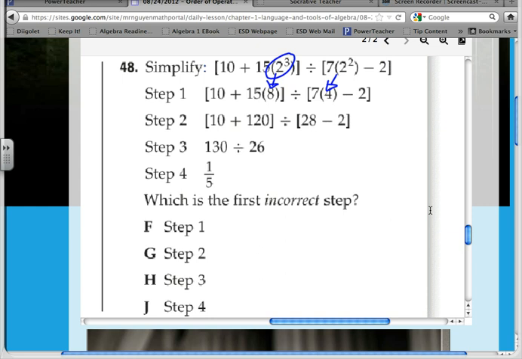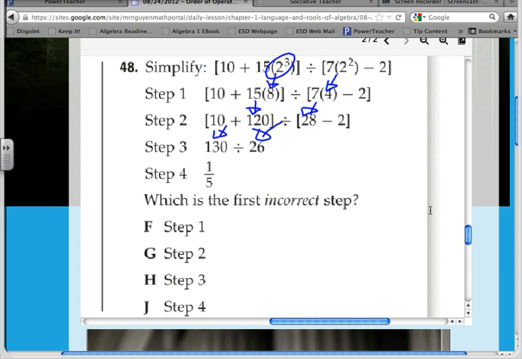10 plus is still inside a bracket. We have addition and multiplication. Which operation should we do next? Multiplications. So 15 times 8 is 120. So looks pretty good as well. Over here, 7 times 4 is 28. I have no problem with that. Still inside our bracket. Now we evaluate the bracket. 10 plus 120, 130. Looks pretty good, right? And 28 minus 2, 26. So step 1, step 2, step 3, they're all looking perfect.